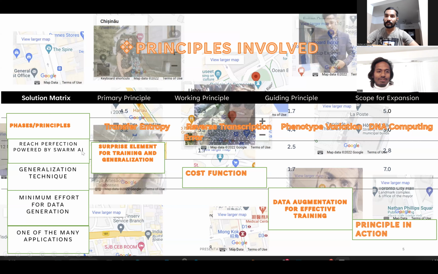Okay, in the first phase, when we have a swarm AI based curve fitting approach, we also have this transfer entropy, which gives you the generalization as well and the surprise element. And the second phase, that is your working principle, is a cost function, which is based on your reverse transcription error. So I'll tell you what is reverse transcription. You have taken a photograph, let's say, or you made a 3D model of a person. Now you're reconstructing the person back from the 3D model.